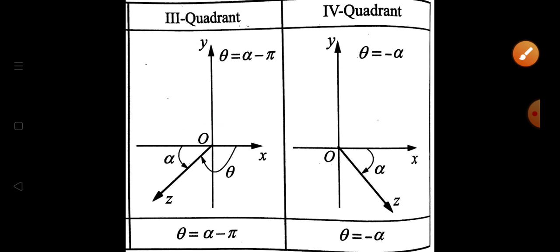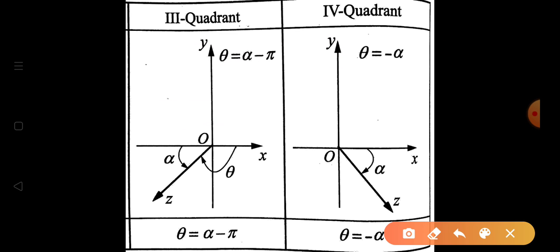Third quadrant, theta is equal to alpha minus pi. Here theta is equal to alpha minus pi. Okay. Fourth quadrant, theta is equal to minus alpha. This is in the fourth quadrant.